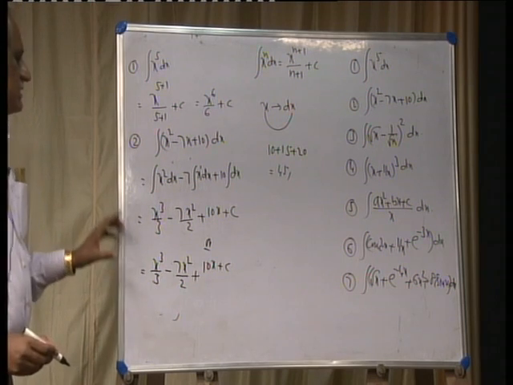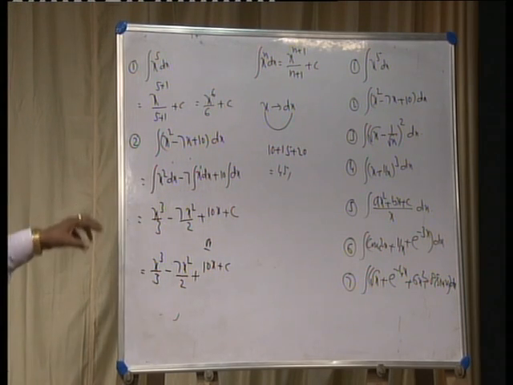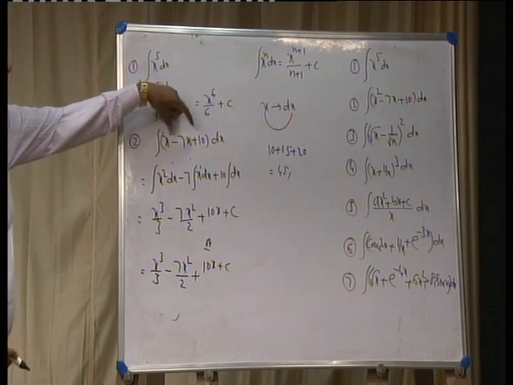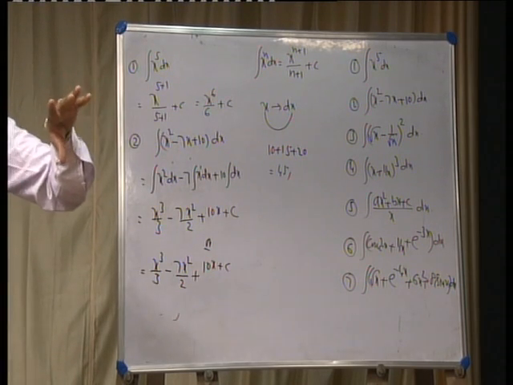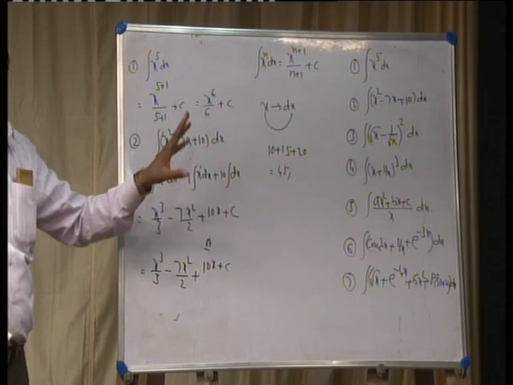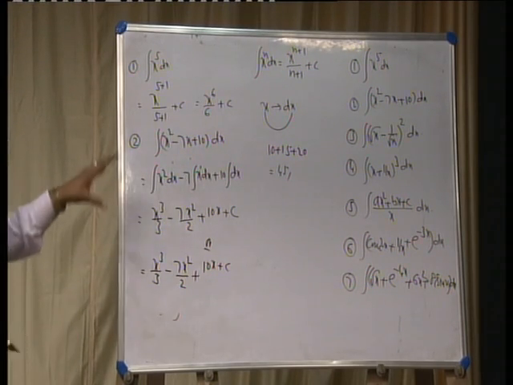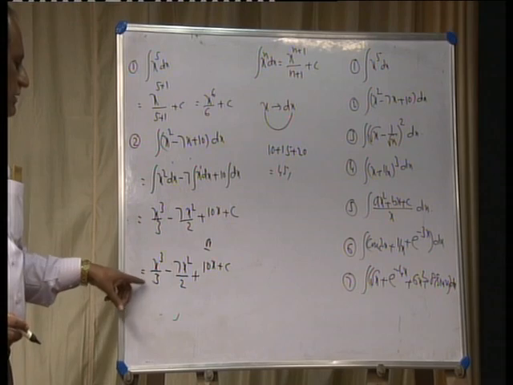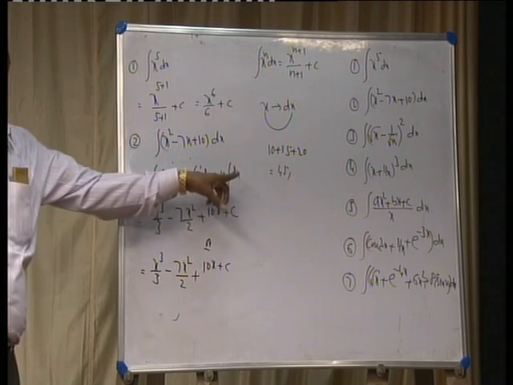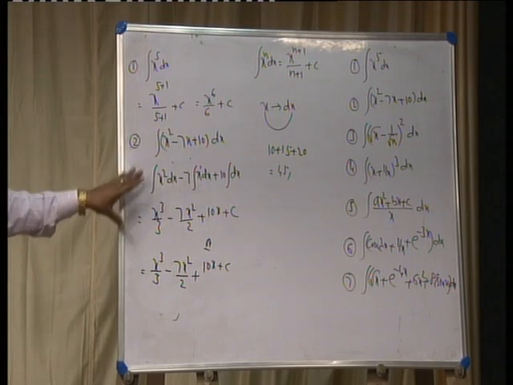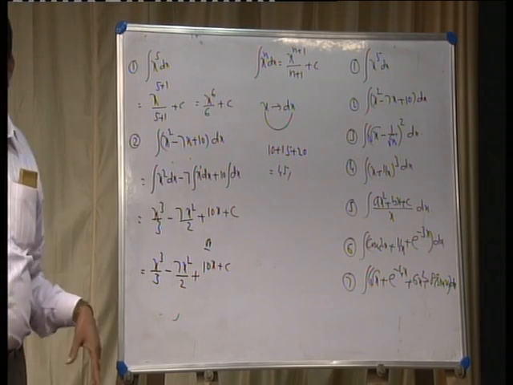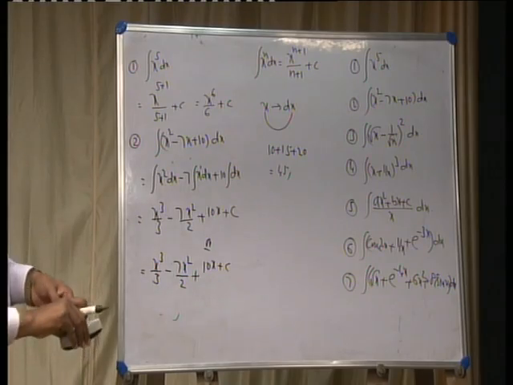So, the answers are the same. So, there are 2 ways to integrate if there is a trinomial inside the integrand. Trinomial means 3 different terms: x square, 7x, 10, 3 different terms are there. In such a case, integrate term by term, or split into 3 integrals and integrate one by one. So, these are 2 procedures to integrate such trinomial or binomial functions.